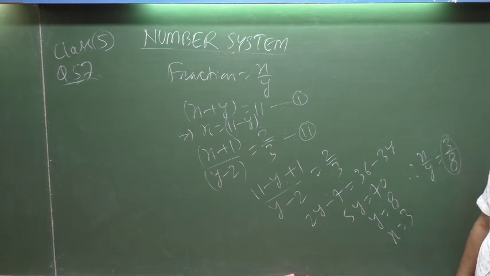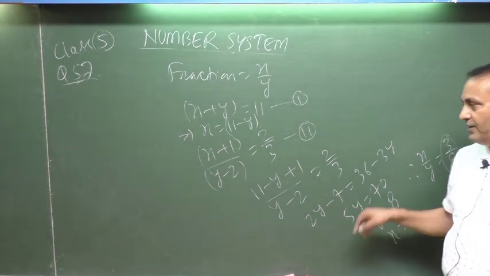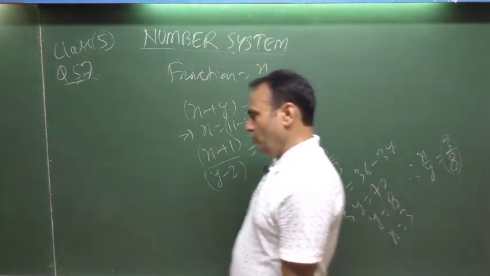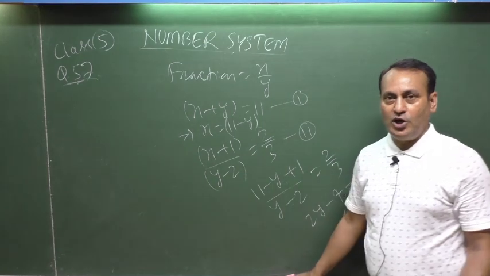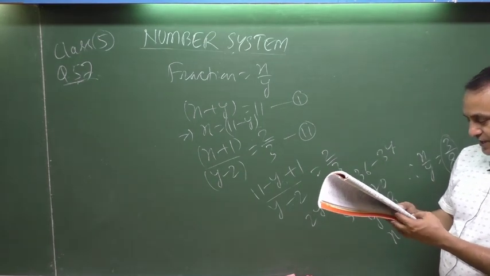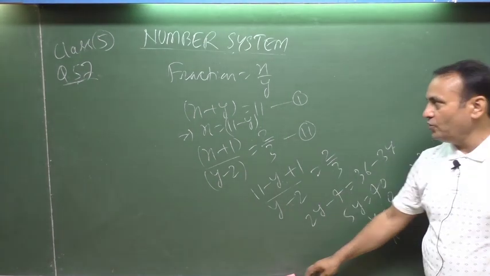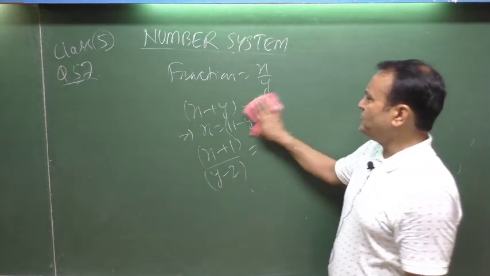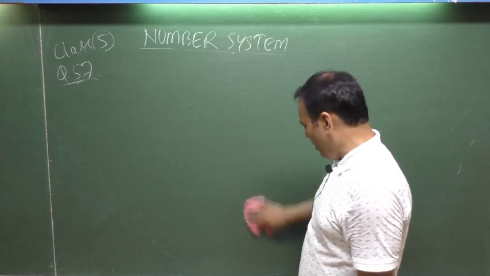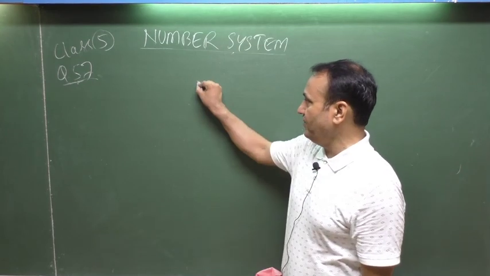This is your final answer of question number 57. But I have already told you several times, such type of questions must be solved through the options in order to save the time. See here. If you go through the options, how will you catch the right answer from the given options?